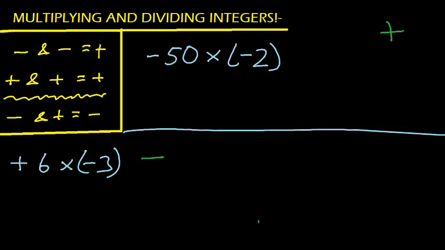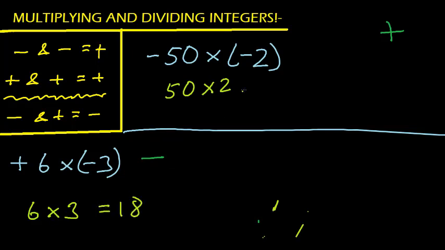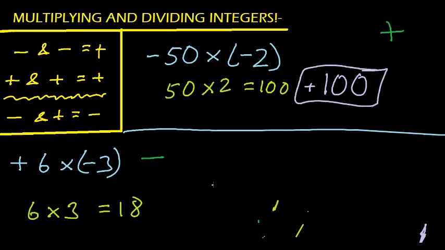So for this question, I can just do 50 times 2 now. And for this one, I can just do 6 times 3, because I already have the signs done. Now 6 times 3 would be 18, 50 times 2 would be 100, and then I can write the answer down with the sign and the whole problem. For this one, it would be a positive 100, and this one would be 18, and it would be a negative 18. And there you go, you have your answer.